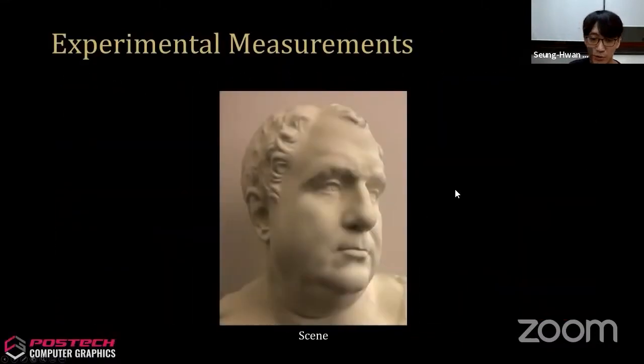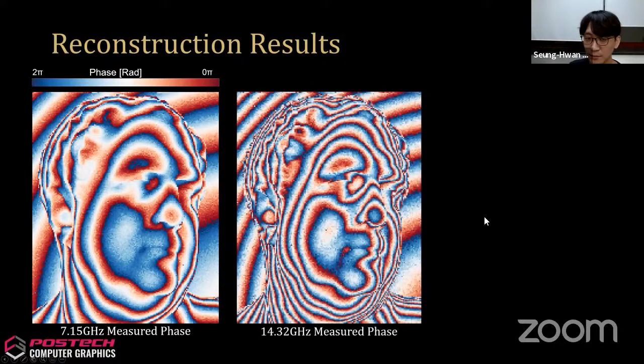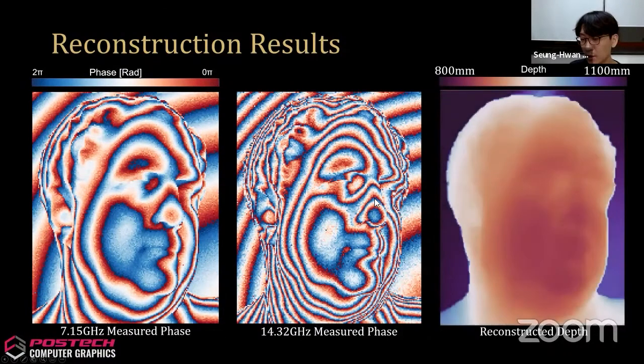Let me show you the result. Here is the scene that we captured, this nice old man bust. And this is our raw measurements, which is the 7.15 gigahertz phase shift from 0 to 2 pi, of course. Here is the additional measurements that I mentioned at the 14.32 gigahertz. And this is the reconstructed depth information, right?